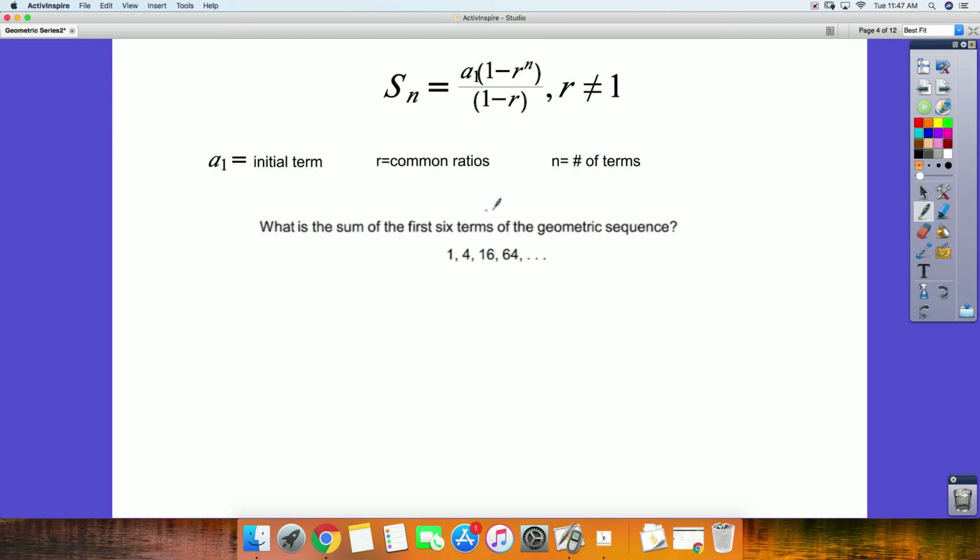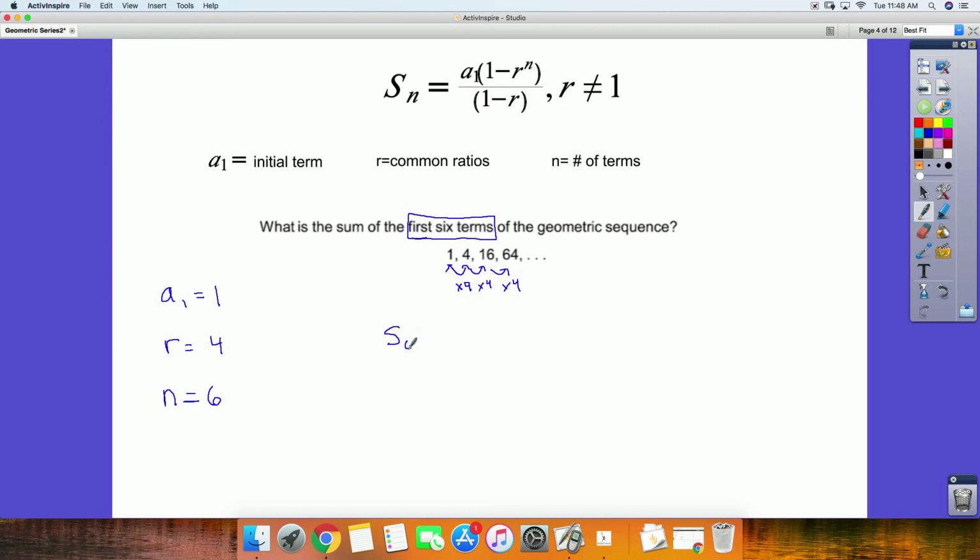So let's try another one. This one, they tell us we want the first 6 terms of our geometric series. So if we fill in our information over here, our first term is 1. We don't know our common ratio yet, so we'll leave that blank, but we know we want n to be 6. And then if I take a look, I can see that my common ratio is each time it's multiplying by 4. That's the only information we need, and now we can solve.